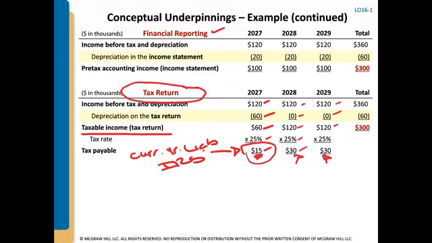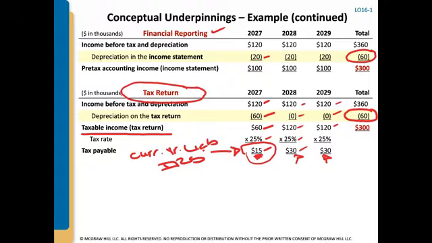A few things I want to point out. You'll notice that for financial reporting, we've taken a total of $60,000 depreciation over the life of 3 years. For tax return purposes, we've also taken $60,000 of depreciation on the tax return over a period of 3 years. It's just a difference of the years that we took those, right?